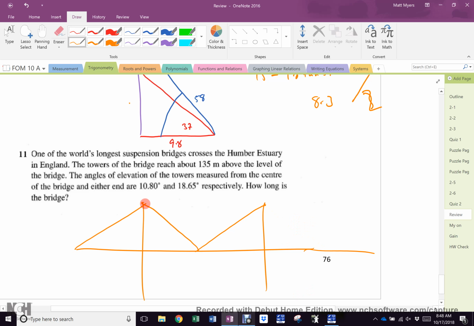Relax. Now, I did also mention that if you don't know what it looks like, you should do what? Right? So that's what it looks like. So it makes 2 triangles, yeah? The towers are 135, and the angles of elevation from the center of the bridge and either end. So from the center of the bridge is 10.8, from either end is 18.65. Once you know those 2 angles, you use tan to find those, yeah? And then what do you do with that answer? Multiply by 2. So it's something like 2,115 or something, but I'm not totally sure.